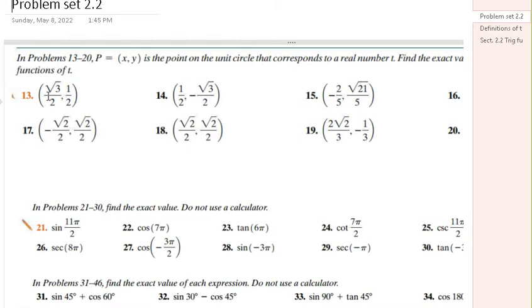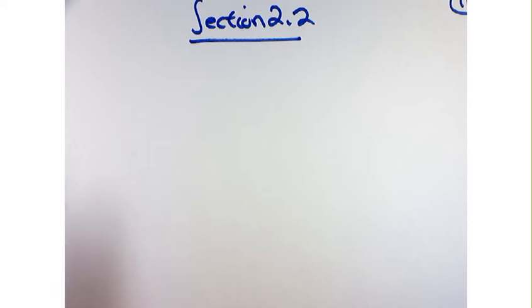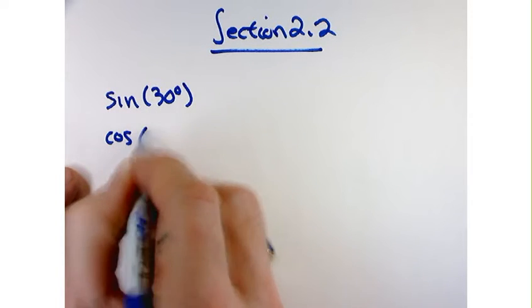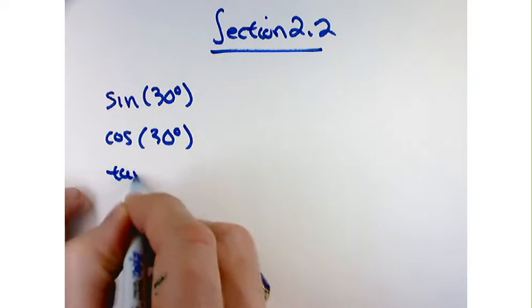And let me kind of draw that. This is actually a point on your unit circle. Does anyone know what angle this happens at? Can you find that point on your unit circle? Where is that going to be? Yeah, it's at 30 degrees. So realistically, let me write it like this. So this is section 2.2. Let's find the sine of 30, the cosine of 30, the tangent of 30. We'll start with those. So the sine of 30 degrees, the cosine of 30 degrees, and the tangent of 30 degrees.